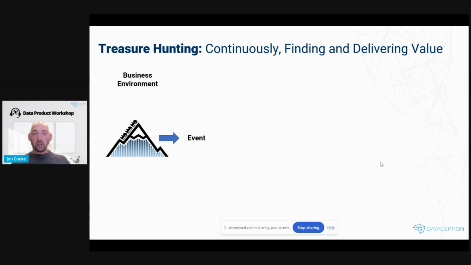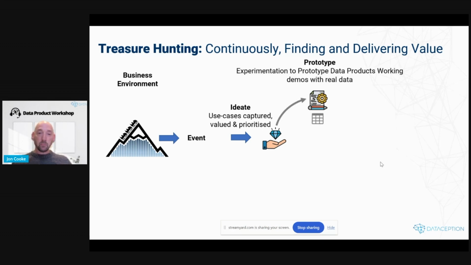You've got a business event comes in. This could be a market event. It could be something else, a business process or something. You need to ideate. You basically say, right, what are the ideas that we need to come up with? What are the use cases that are particularly good to actually solve that particular problem? We need to value them, prioritize them, capture them and understand them. But this is again the starting point of the process.